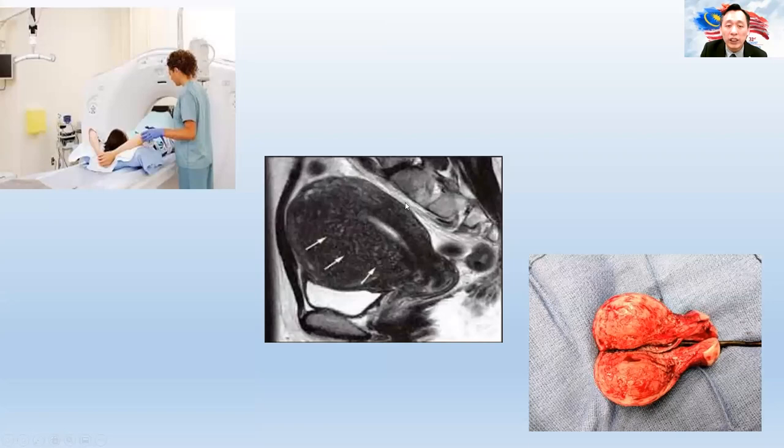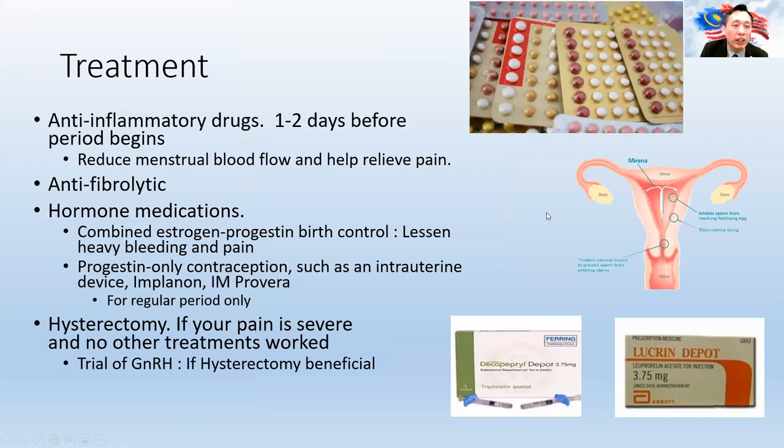So this is the MRI of the adenomyosis. You can see that the wall here is thicker compared to this wall here. Now this is a specimen of the adenomyosis. The uterus is enlarged. So treatment: anti-inflammatory drugs, 1 to 2 days before the period begins, reduce the menstrual pain and also the menstrual flow.